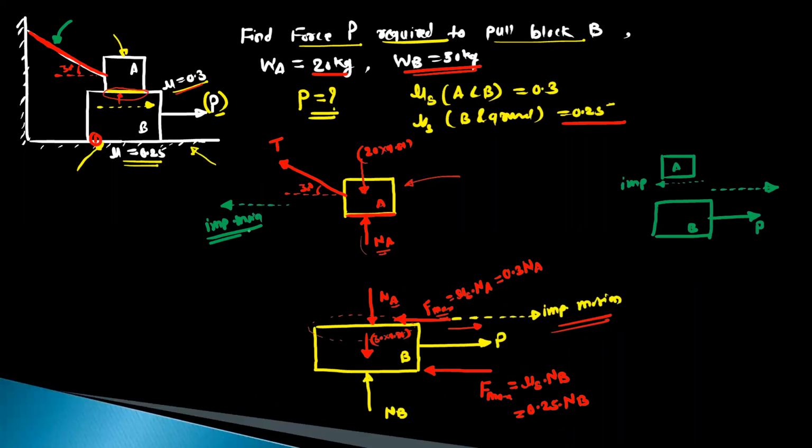Depending on this impending motion, we can show the friction force like this. This friction is the same, 0.3 into N, because the contact surface is the same. So this is equal to 0.3 into the normal reaction. So this is the complete free body diagram for block A. Once you draw the free body diagram, next you can use the conditions of equilibrium.